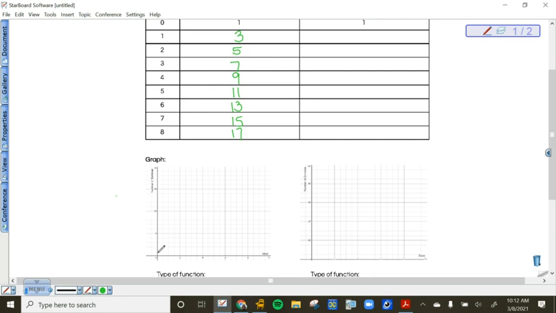So on the 0th day, on the starting point, there's just 1 zombie, right? So on my x, I start at 0, and at my y, I go up to 1. And then at my first day, I have 3. So I count up to 1, 2, 3. On the second day, I'm at 5. On the third day, I'm at 7. On the fourth day, I'm at 9.